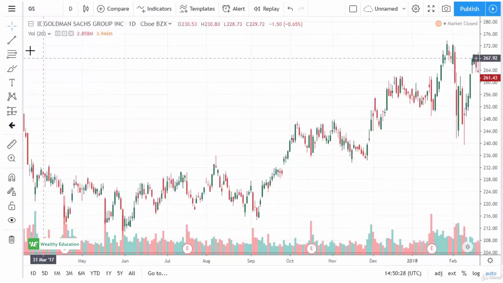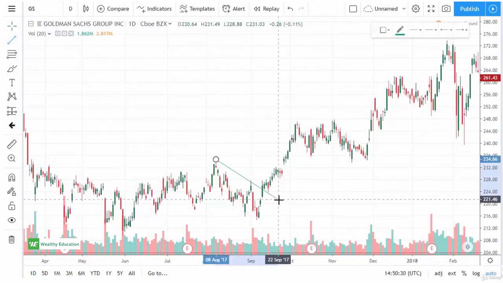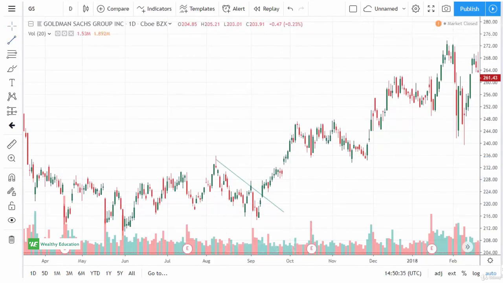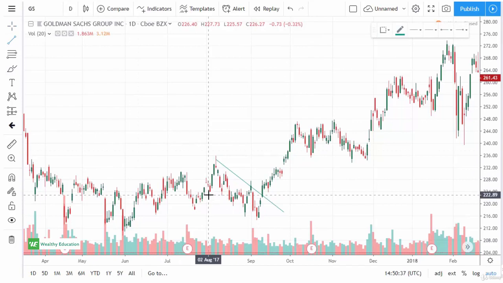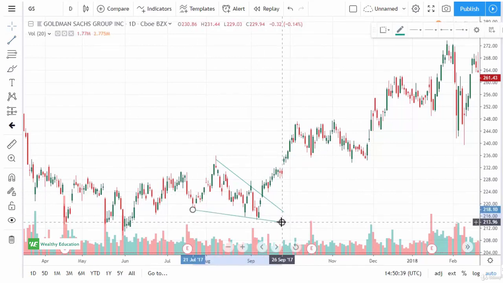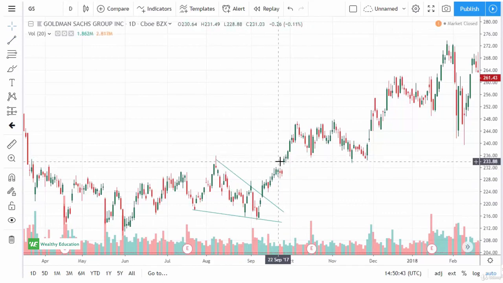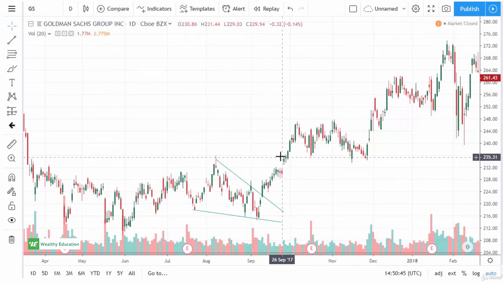And here we have a falling wedge in Goldman Sachs that you can see. There's a little bit of a trend line there, and there's a trend line there. Well, we break through it. Not only do we hit this target, but we gap into it and continue to go much higher.